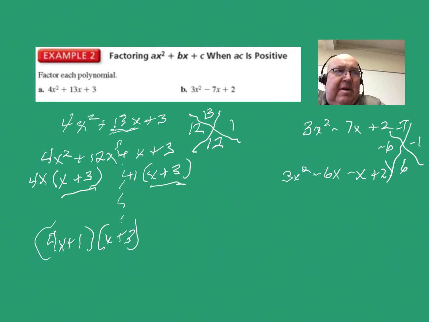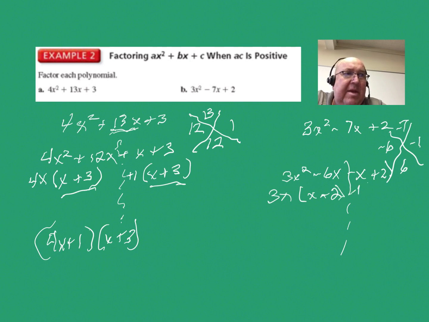Okay, so what we're going to do is split those in half. I know I can take a 3x out. That's going to give me x minus 2. And now where I have a negative in front of the x, I'm going to take out a negative 1 on the other side. And that's going to give me an x minus 2 there. So now our factors are 3x minus 1 and x minus 2.